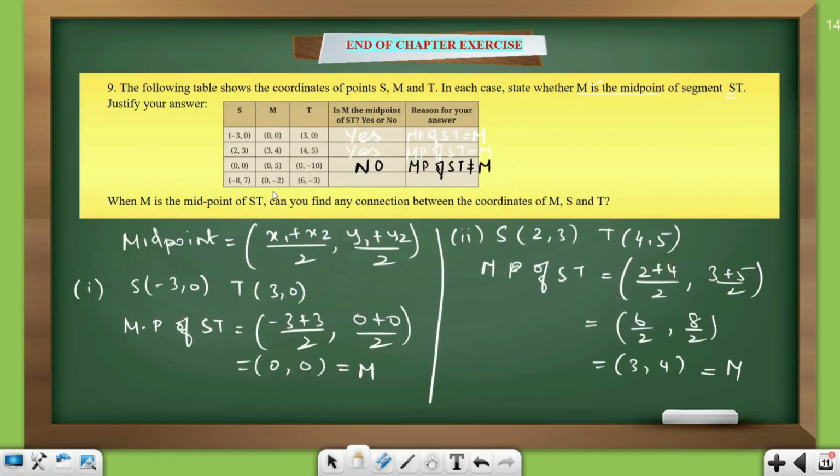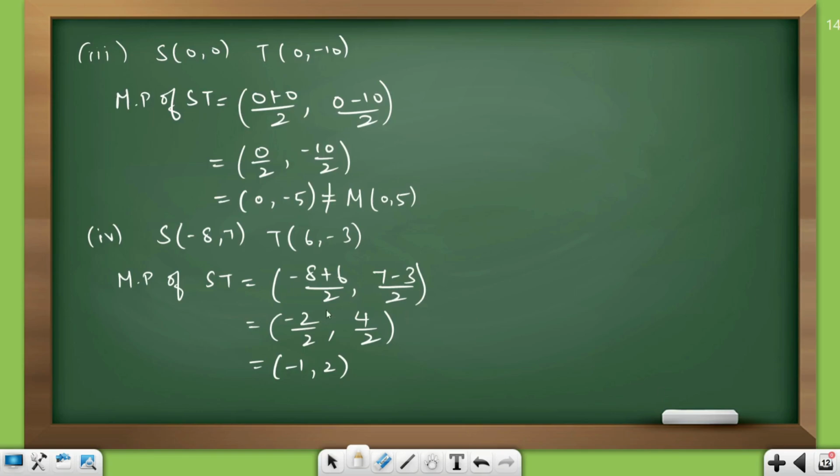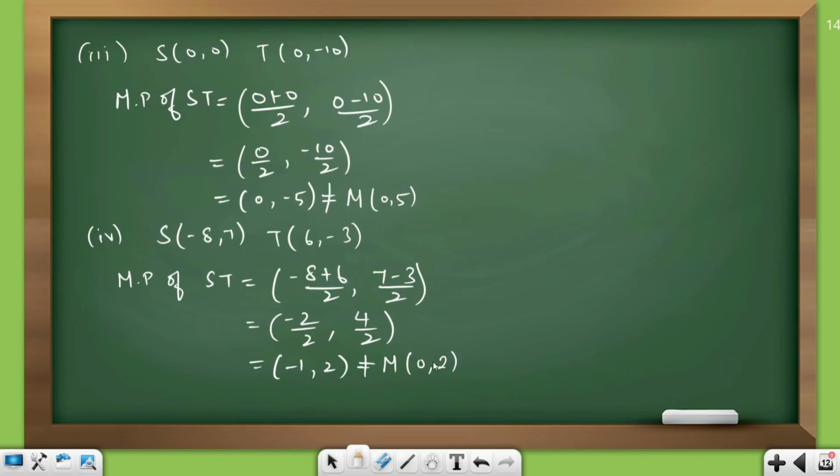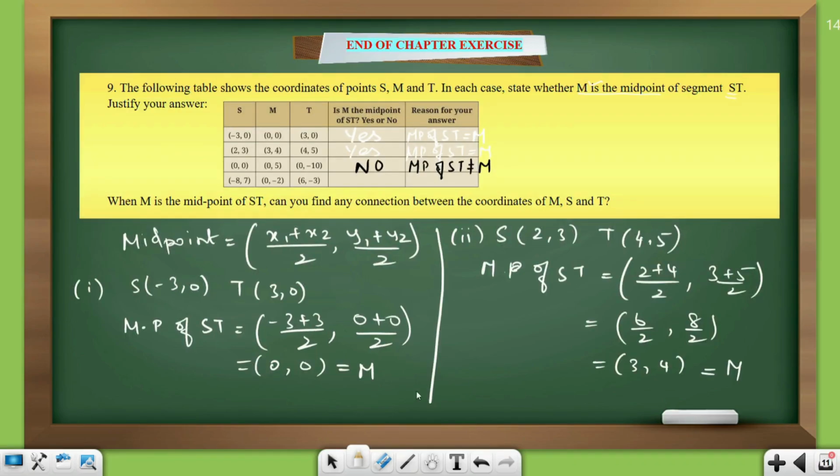Let's check our M point. The M point is given as (0, -2). Here we are getting (-1, 2), which does not match our M at all. M is given as (0, -2), and here we are getting (-1, 2). So this is not equal. Hence the answer is no. This is not our midpoint. The reason is that the midpoint of ST does not match our M.